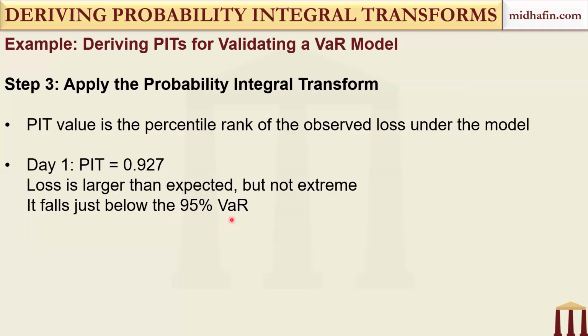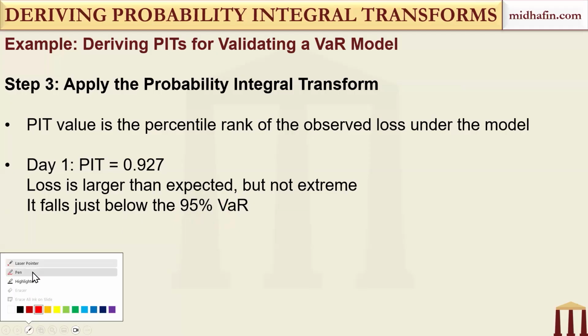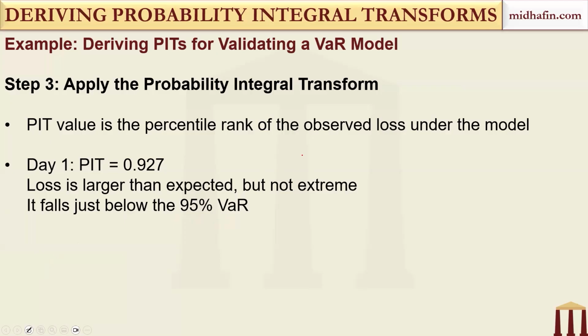Remember, it is 92.7, so I'm just again repeating. This 0.927 could actually have been written like this: we are trying to find F of 3, where F is the CDF of a normal distribution. Losses are normally distributed with a mean of 0 and standard deviation of 2. Okay, so the loss is larger than expected, but not very extreme.